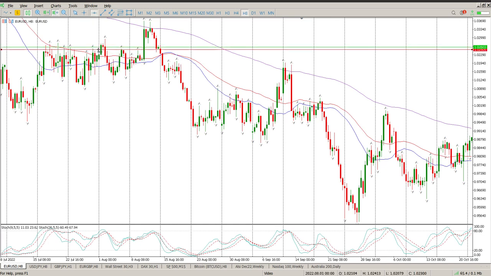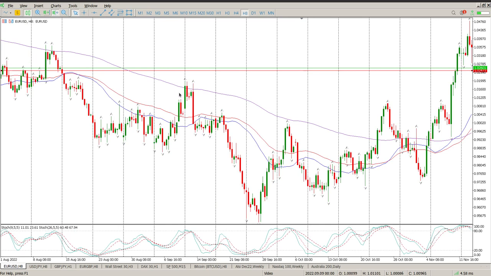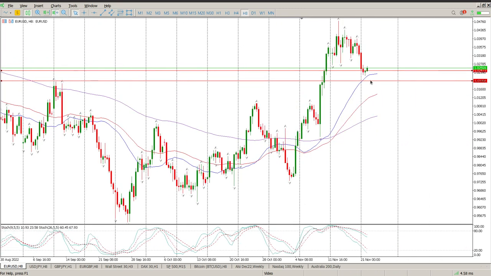So I'm just going to put this level in here. It was a bit messy back here in July, and it is still messy. But then what I think we should be doing is just put another level in here. So I want to put that one in. That would be the area that I'd be more interested in to buy off at the moment.